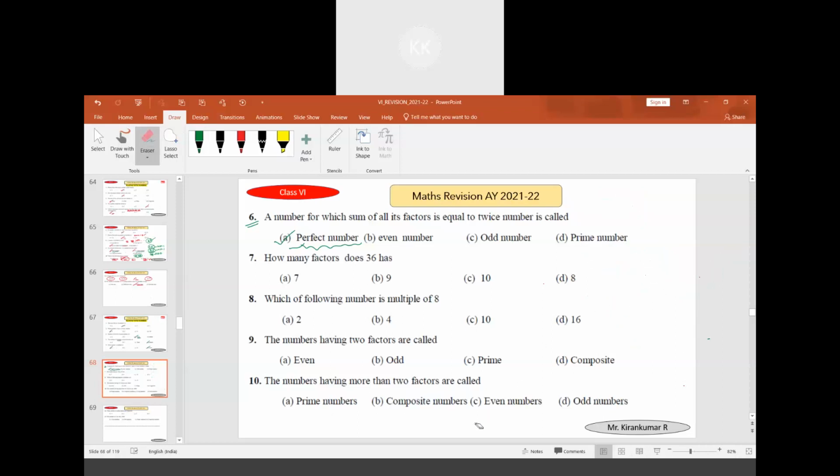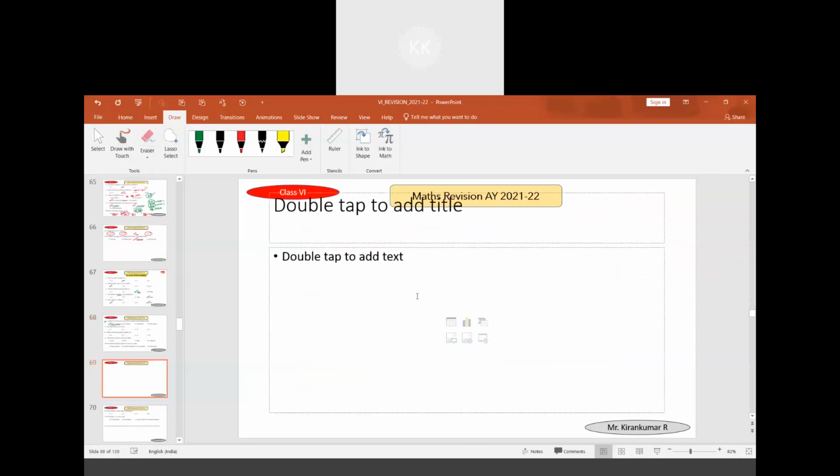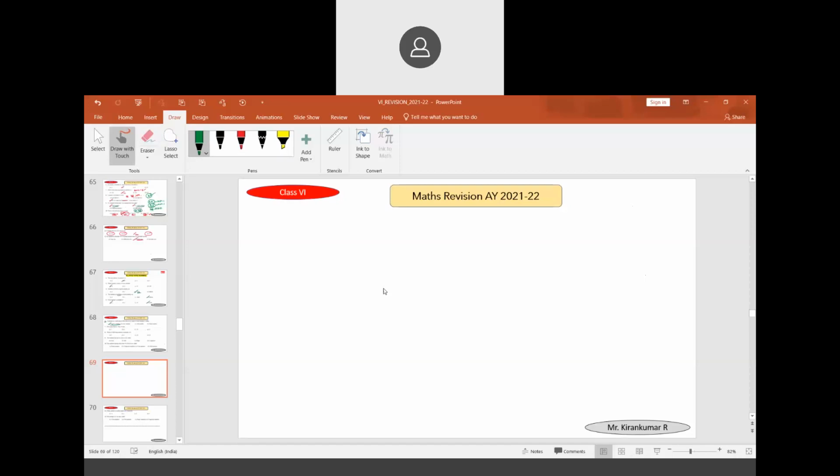This is the formula: 2 to the power of p minus 1, multiplied by 2 to the power of p minus 1. Whatever p value you take, you find 2 to the power of p minus 1, and multiply it by 2 to the power of p minus 1. Then we get a perfect number.